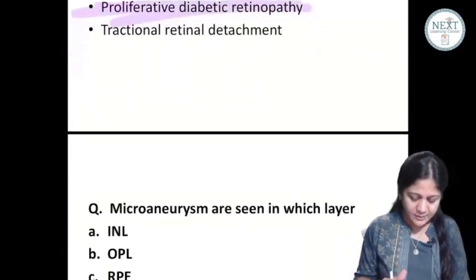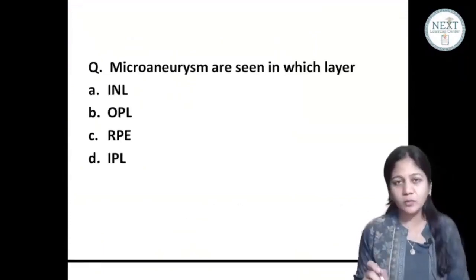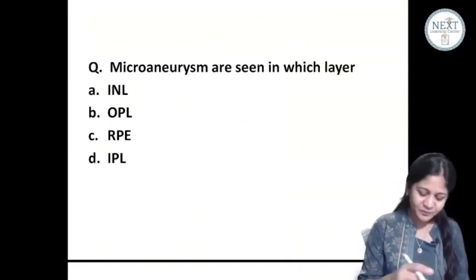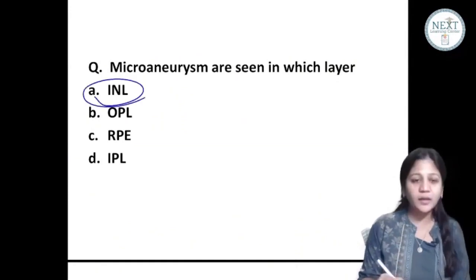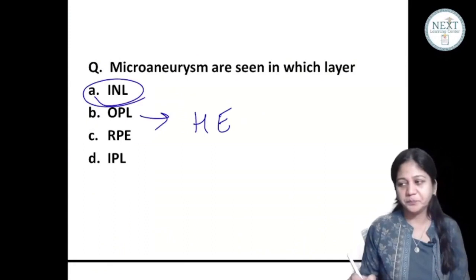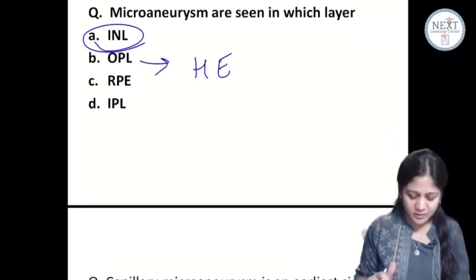Tell me this. In which layer do you see microaneurysms? The first one, the smallest one. Which layer are they seen in? They are seen in inner nuclear layer. In outer plexiform layer, you have hard exudates. Okay? In inner nuclear layer, guys, please remember it has microaneurysms.